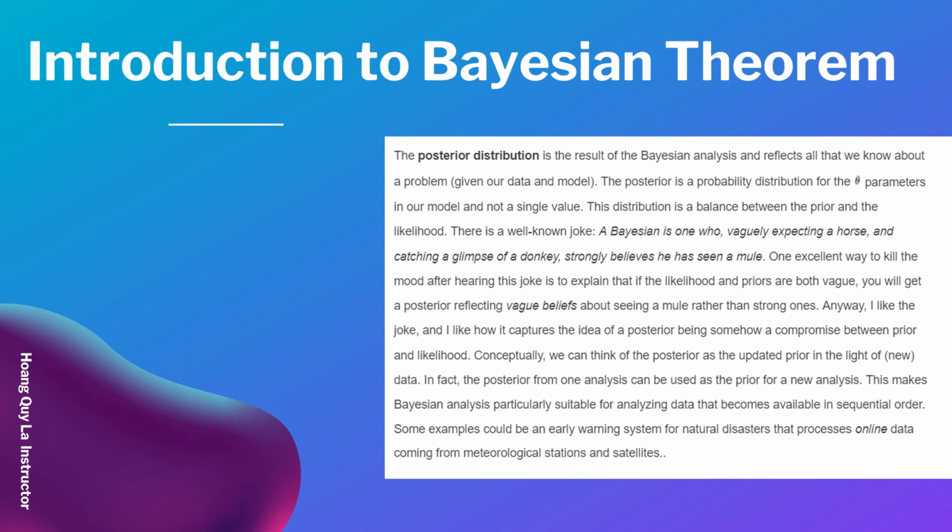Conceptually, we think of the posterior as the updated prior in the light of new data. In fact, the posterior from one analysis can be used as the prior for a new analysis. This makes Bayesian analysis particularly suitable for analyzing data that becomes available in sequential order. Some examples could be an early warning system for natural disasters that processes online data coming from meteorological stations and satellites.